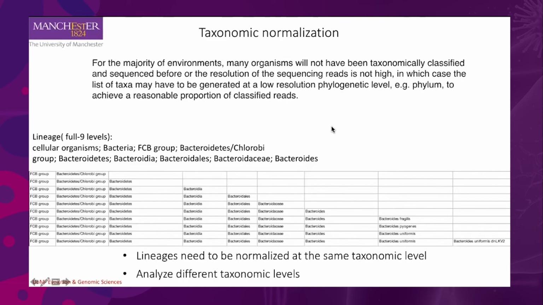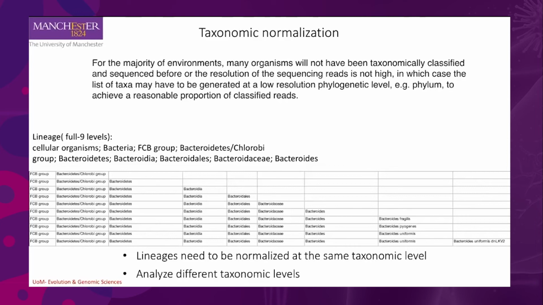And how do we address this? Basically, we normalize the lineages to the same taxonomic level, and this can, of course, be decided a priori, or you can build a computational pipeline where you get this type of normalization automatically. This is what we have in Cure, basically.